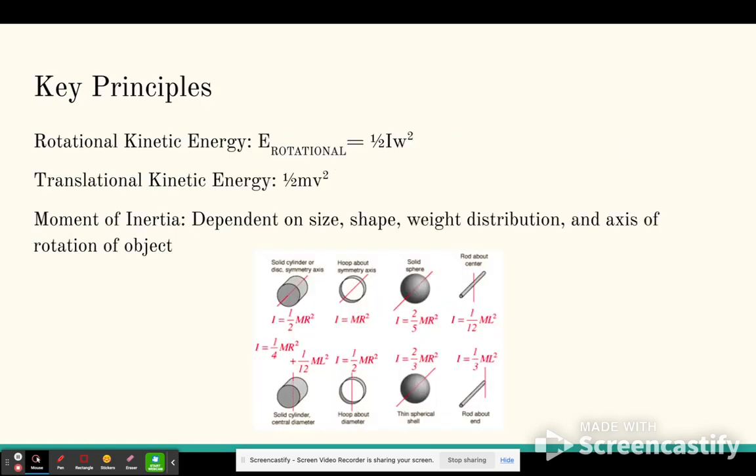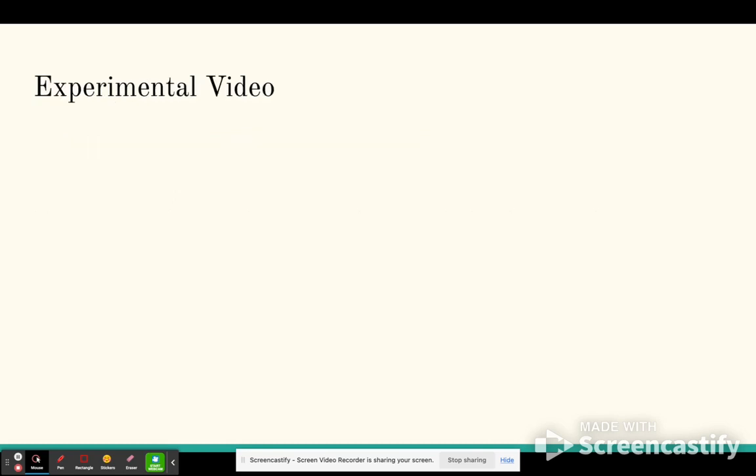Some key principles in this lab are rotational kinetic energy. Rotational energy is equal to 1/2 moment of inertia times angular velocity squared, and translational kinetic energy is 1/2 mass times velocity squared. Moment of inertia is dependent on size, shape, weight distribution, and axis of rotation. In this picture on the bottom, you can see multiple different moments of inertia due to differences in size, shape, weight distribution, and axis of rotation.